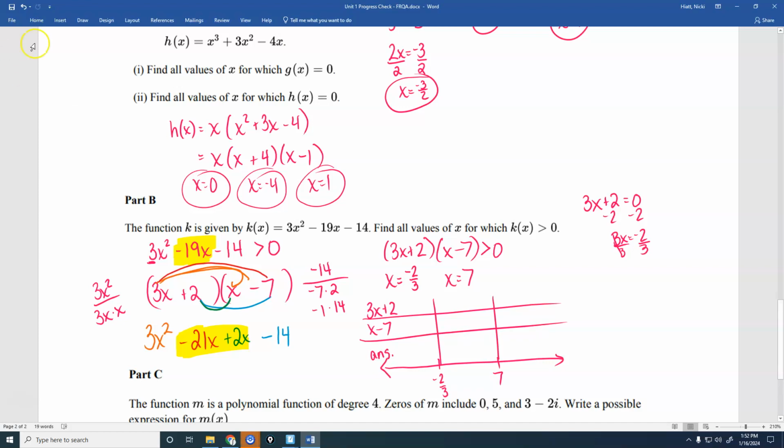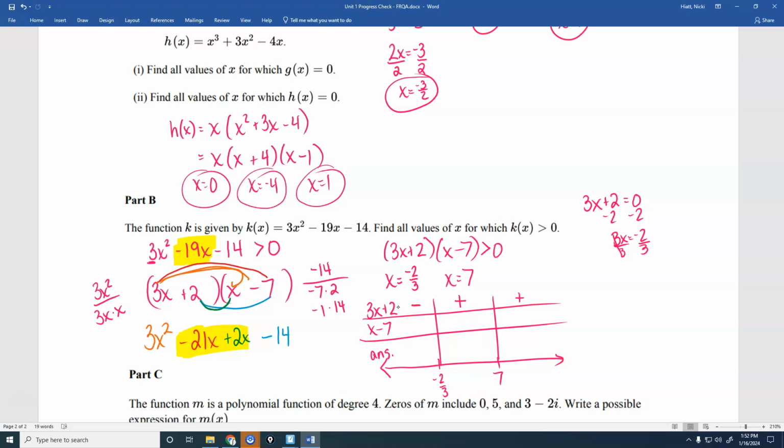And so you're just thinking about plugging in numbers to each section. If I plug in a number like -1, that would fall in this category. 3 times -1 plus 2 is going to give me a negative number. But anything bigger than -2/3, like if I plug in 0, is going to give me a positive number. And anything bigger than 7 is also positive there. As long as it's a linear term, you should just see it switch one time.